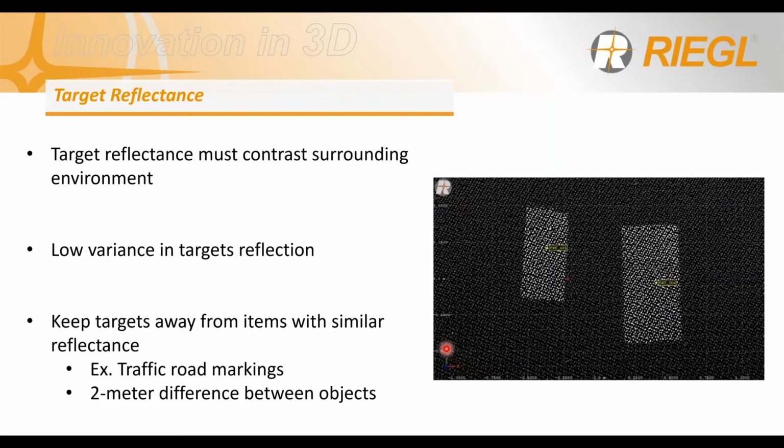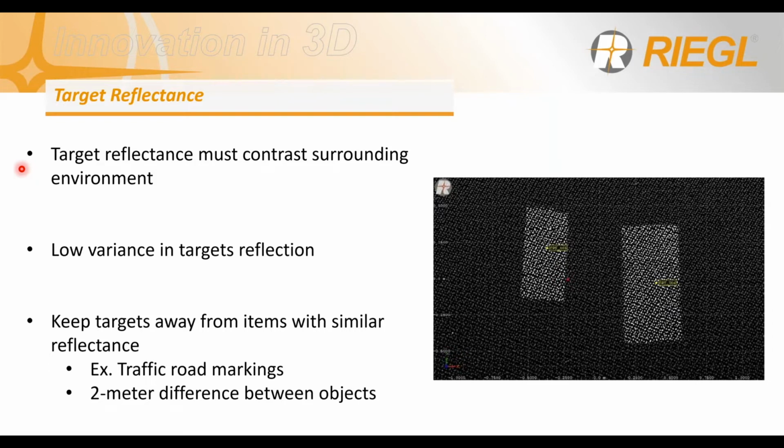So going through, number 1 is going to be target reflection. Like I said earlier, target reflection must contrast the surrounding environment. If you have an area of high reflectance, you're not going to be able to put a high reflectance target there, and there needs to be enough variation in the landscape for the auto detect to actually find the target.